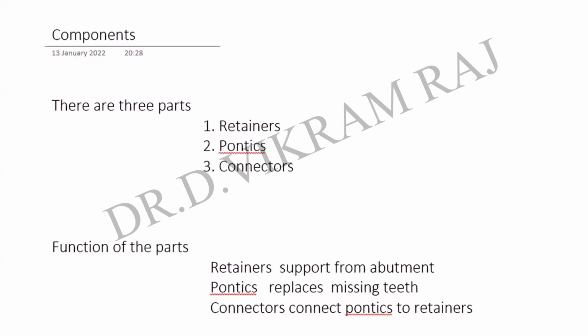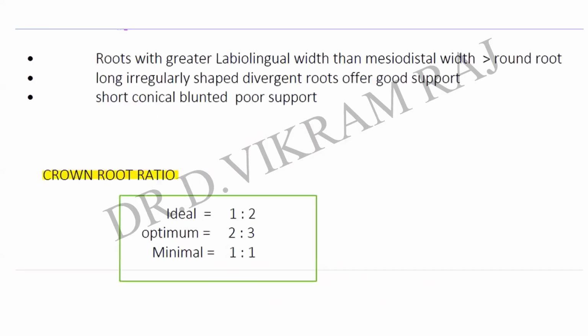And coming to the components of the fixed partial denture, there are 3 parts, that is retainer, pontics, and connectors. And the function of the parts: the retainer is going to support the abutment teeth, the pontic is going to replace the missing teeth, and connectors are going to connect the pontics to the retainers. Very frequently they ask that question. They are going to ask what are the parts of an FPD or what are not the parts of an FPD. Like that they can ask you.